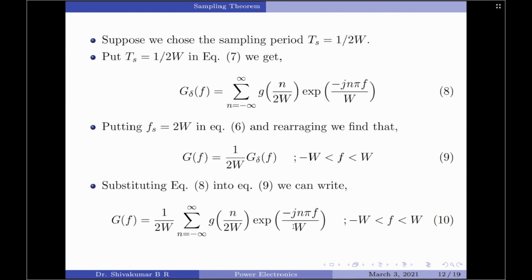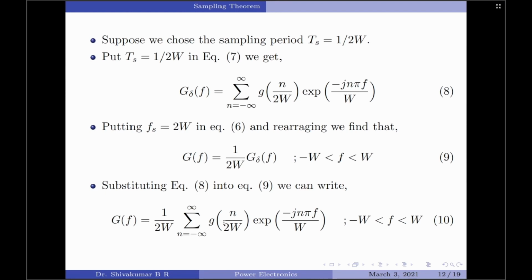Since g(t) is related to G(f) by inverse Fourier transform, it therefore also follows that the signal g(t) is itself uniquely determined by the sample values given by g(n by 2w), where n takes on any value between minus infinity to plus infinity. In simple words, the sequence g(n by 2w) that is generated by instantaneous sampling contains all of the information of the original signal g(t). This is the overall idea behind the sampling principle.